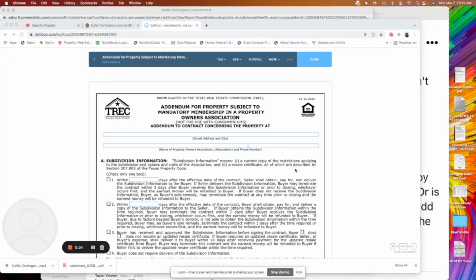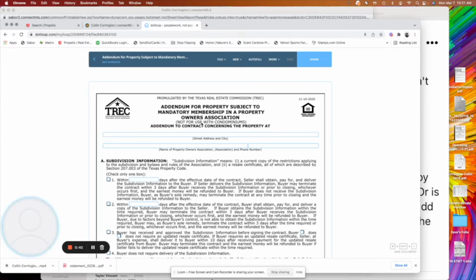So make sure you check that on your 1 to 4, page 9, I think 8, something like that. You should be able to find that pretty easy. First thing I want to point out, guys, this is not for use with condominiums. Every single condo sold is going to be a part of a condo association. That is a different form.